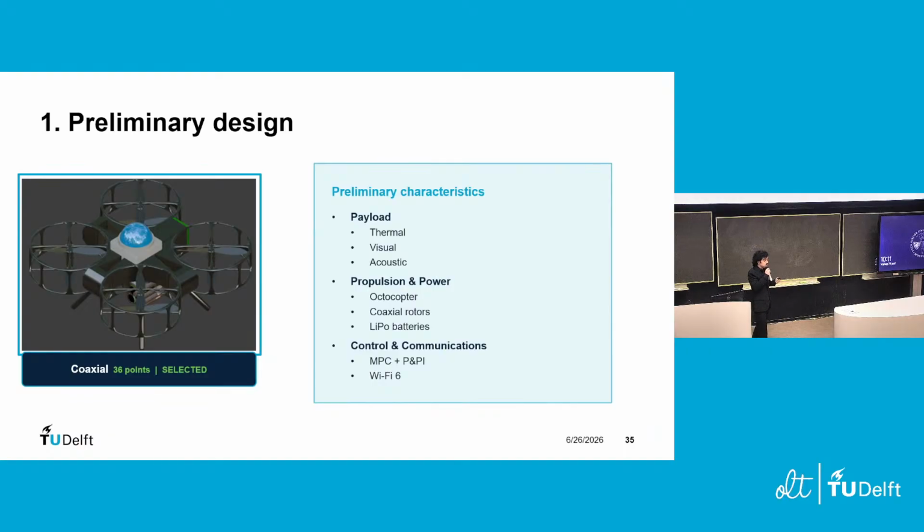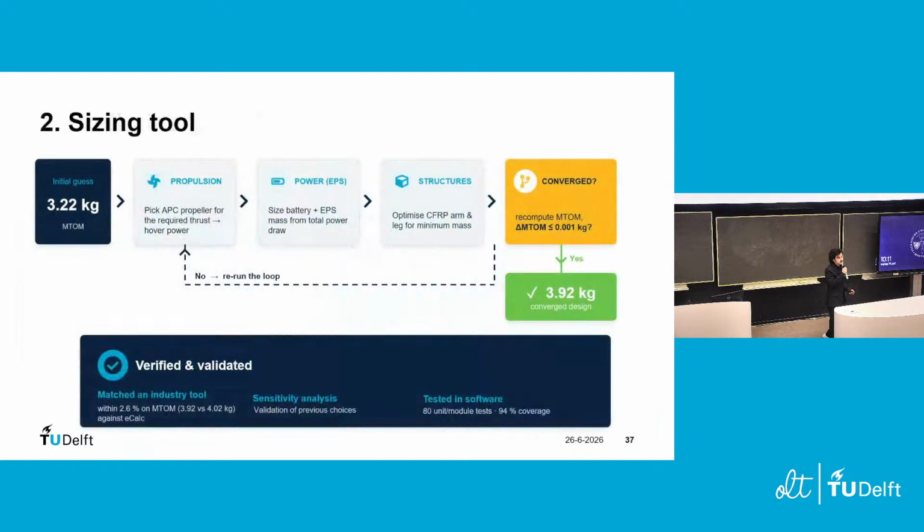Okay, now we know possible solutions. Let's move on to some sizing. So we established this sizing tool, this optimizer, based on the 3 main driving subsystems behind the mass and power consumption: propulsion, power, and airframe. We started with an initial guess, some guess that was mainly based on literature of 3.22 kilos, and we finished with a final maximum takeoff mass of 3.92 kilos. Additionally, for hovering space, our estimated power consumption is around 1600 watts.